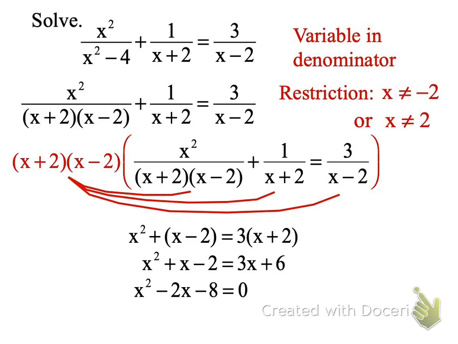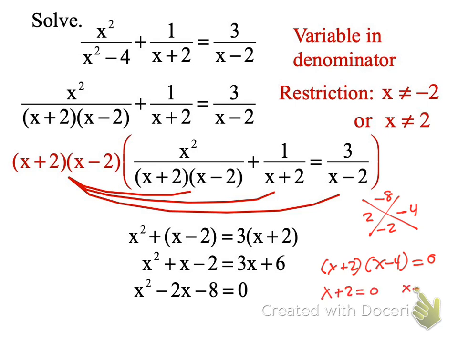This looks like an easy one to factor. What multiplies to negative 8 and adds to negative 2? Good, so it's x plus 2 times x minus 4 equals 0. So x plus 2 equals 0, x minus 4 equals 0. So x equals negative 2 and x equals 4. So do both of those work? No. This one doesn't, this one doesn't. So my only solution is x equals 4. Questions?